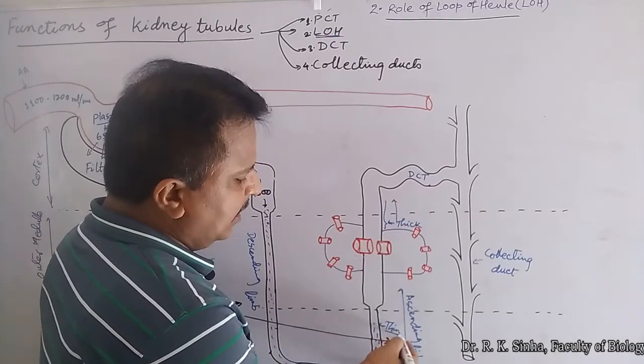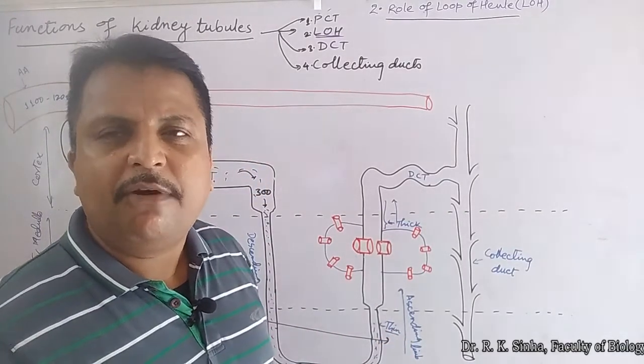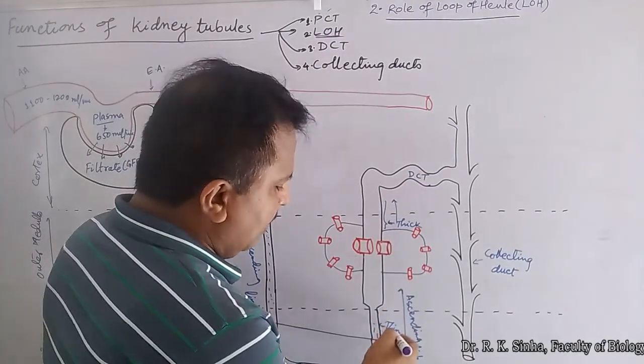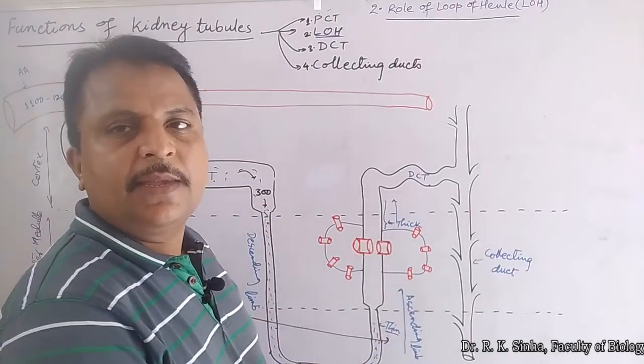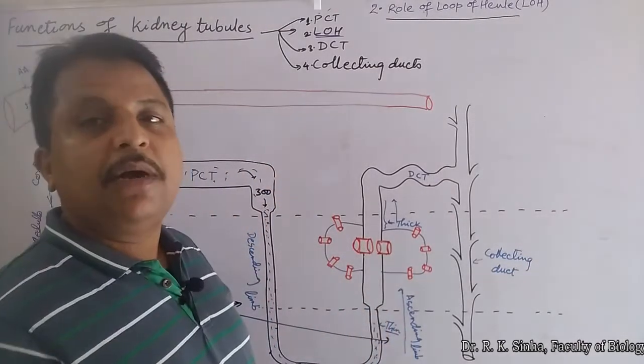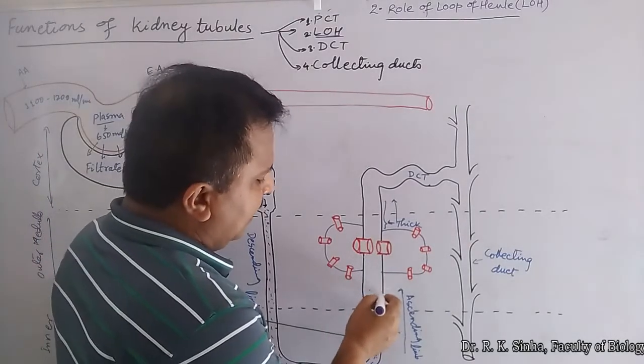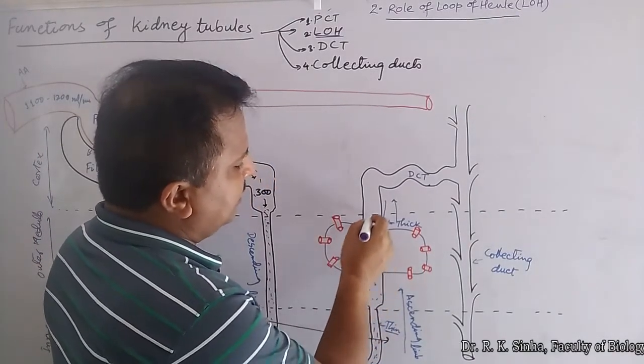In this region, the thin limb of loop of Henle is a little bit permeable for urea, so urea will diffuse into it, and a little amount of water also diffuses into the thin limb, but no electrolyte. As it passes, the electrolyte will also pass here.